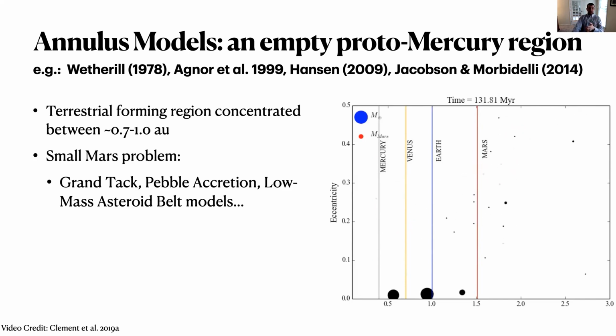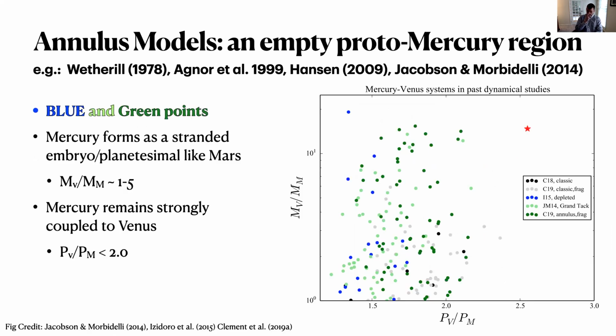This particular simulation is also using collisional fragmentation, and here I've color-coded the fragments pink. As you see, this is a nice example where it's actually a collisional fragment that ends up surviving and becoming the resulting Mercury analog, although this object finishes the simulation on a crossing orbit with Venus and is thus not long-term stable. That leads to the big problem with these annulus models, which I've added to this Mercury-Venus period mass ratio plot in blue and green. These simulations do a much better job at getting you a small Mercury. However, they still are not able to match the Mercury-Venus period ratio.